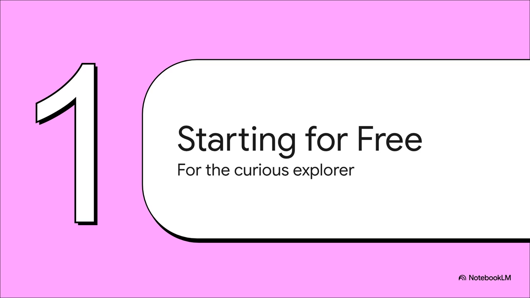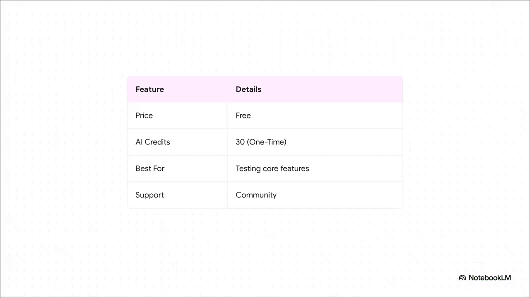The free plan. This is designed for anyone who's just kind of dipping their toes in the water. You're curious, you've heard about all this AI stuff, and you just want to see what's possible without having to pull out your wallet. So with the basic plan, it's, you guessed it, totally free. When you sign up, you get 30 AI credits to play around with. Now, the key thing to know here is that this is a one-time deal. It's not 30 credits every month.